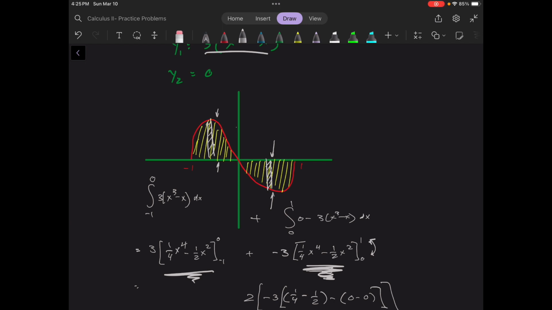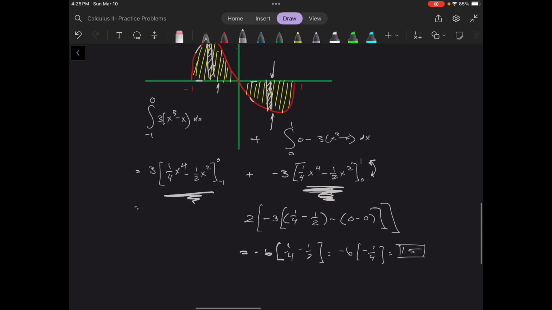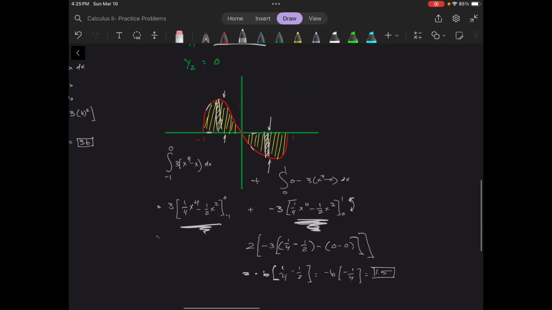In summary, this region is this function over this function, but this region is this one over this one. So we have to account for that with two integrals to just get 1.5. So in physics, we care about a few things. We care about significant figures, we care about units, we care about approximate answers. In calculus, we don't really care about units, and we don't really care about approximate answers.